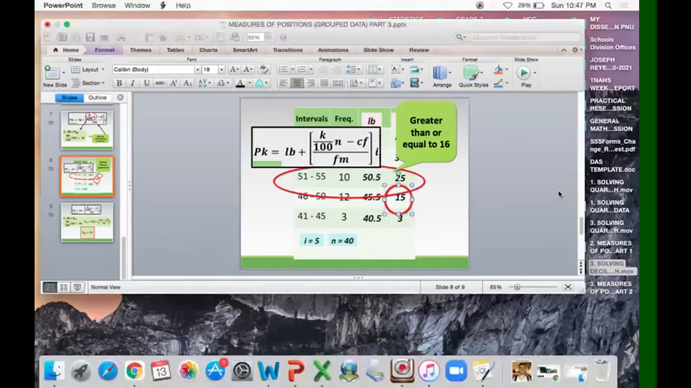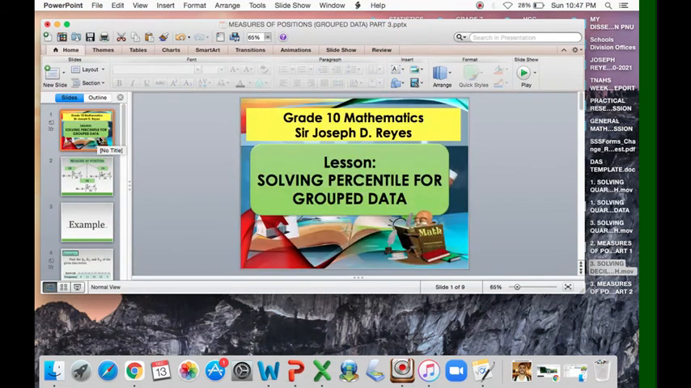Okay? So that's all about our lesson about solving percentile for grouped data. With that, thank you very much for your listening.